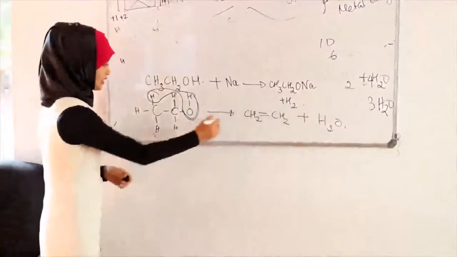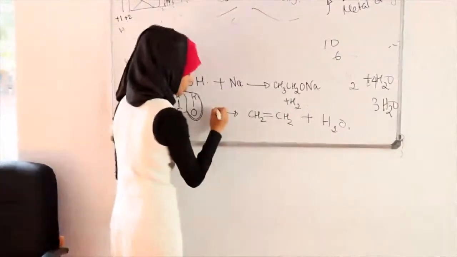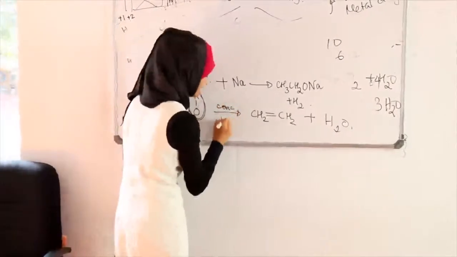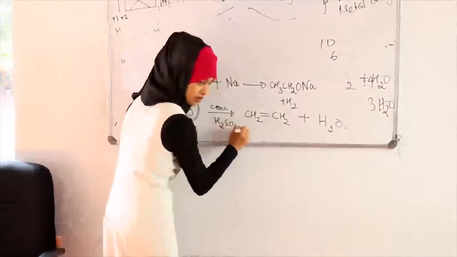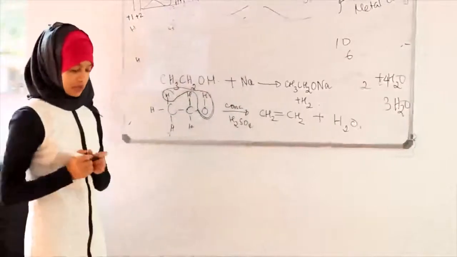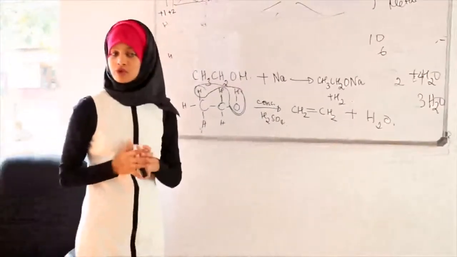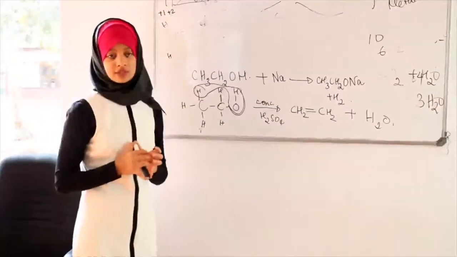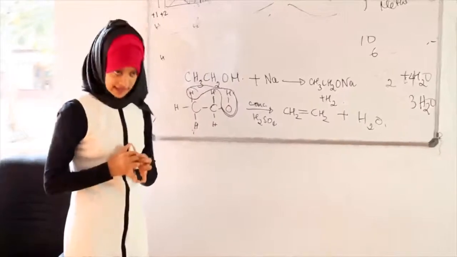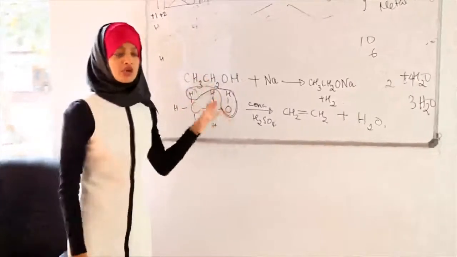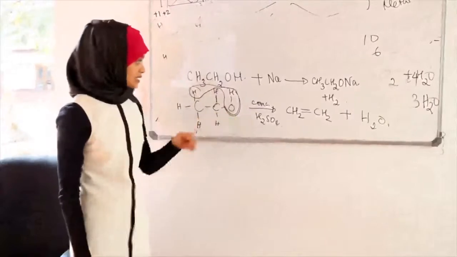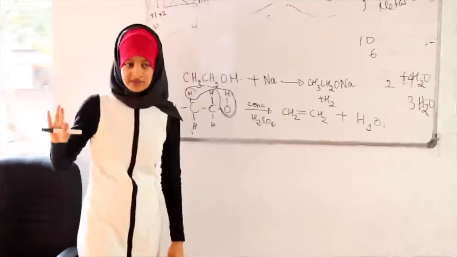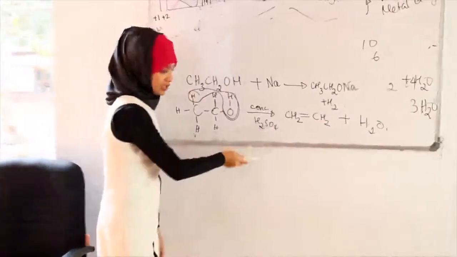So what is the dehydrating agent? Concentrated H2SO4. Dilute H2SO4 cannot do this. Okay? Now, what does acidified KMnO4 do? Alkaline KMnO4, what does it do? Oxidizes. So basically you need to know 3 reactions of ethanol. One is dehydration, the other one is oxidation.